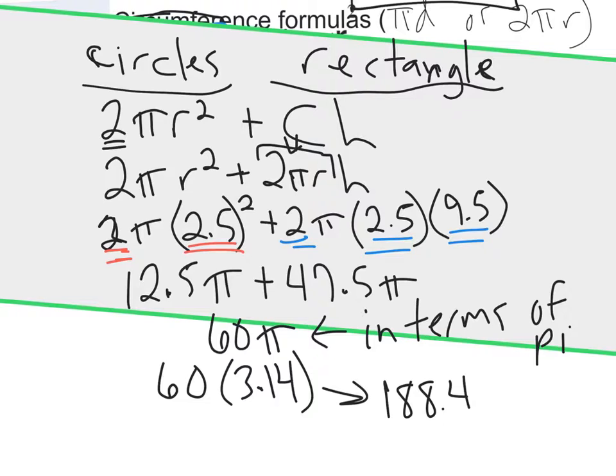Okay, so 188.4. Now, with surface area, our answer is going to be in square units. So this would be 188.4 square inches. When we unfold it, when we fold it flat, how many square inches of material do we need basically in order to make this cylinder, is what we're talking about.